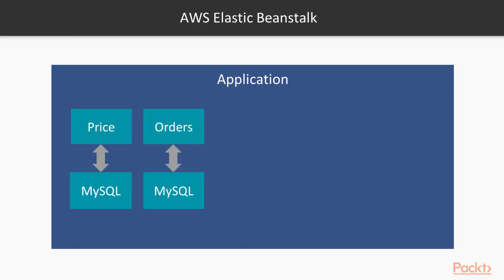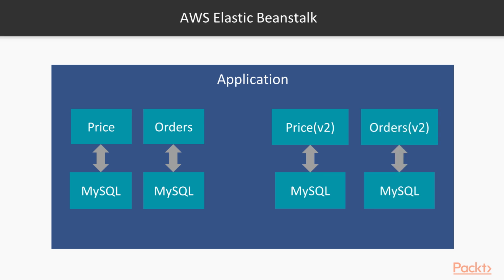So for your application, let's say you defined your price and orders. So we've seen our price and order services. It could connect to MySQL databases. Now what you can do when you're actually working with AWS Lambda, you can define separate functions for price. So one function for price and one function for orders. And then when it comes to versioning in AWS Lambda, it just becomes so easy. You can create a new version of your price service and a new version of your order service, which connects to the same data store. And then you can actually replace these versions as part of your application.